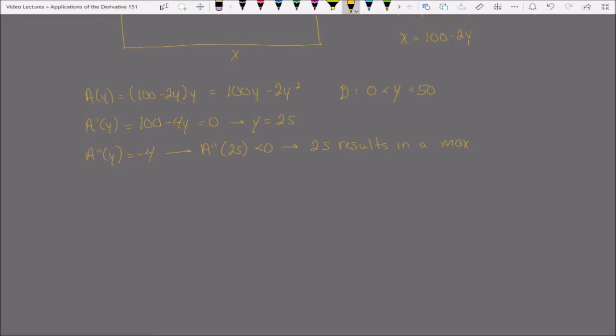We plug 25 back in up here. That gives us x is 50, so the dimensions that maximize area are 50 feet by 25 feet. The maximum area is 50 times 25, which is 1,250 square feet.